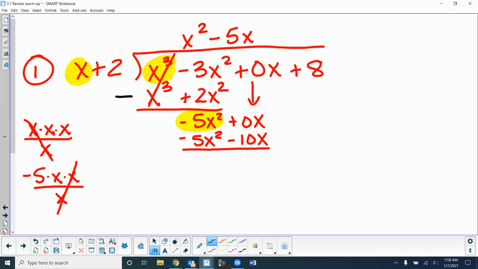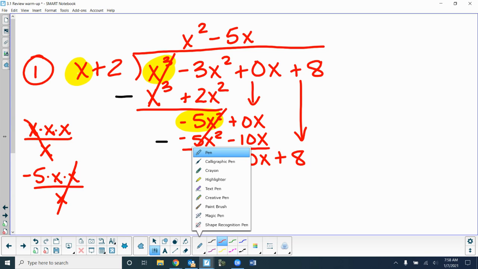And then again, I subtract. And the negative 5x squareds cancel. Now here's where we make a mistake once in a while. This is 0 minus negative 10. Remember, minus a negative is addition. So it's really 0 plus 10. This is a positive 10x right here. And then bring down the next term, which is plus 8. And we start over again.